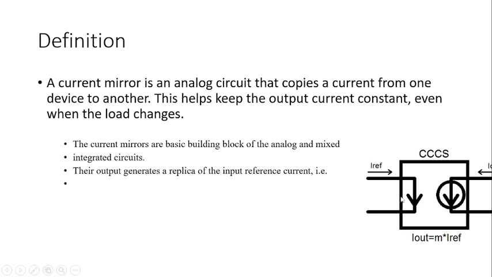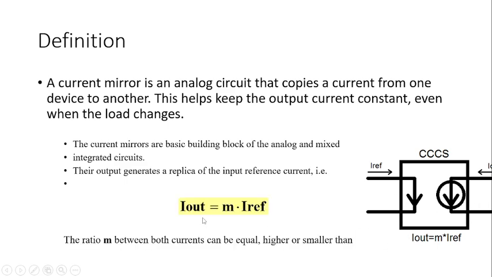So this is your reference current, this is your output, and this is your current control device. The output current is M times I reference, where M is the ratio between the two currents, which can be equal to, higher than, or smaller than one. It is just mirroring the current. When you look into a mirror, your replica appears. In the same way, the current is replicated from one device to the other device. That's why it is called a current mirror.